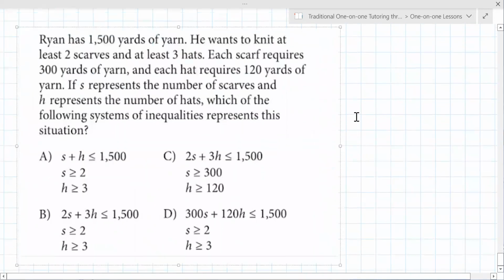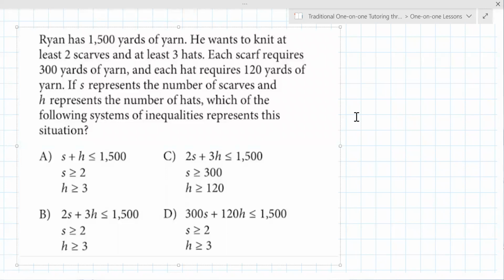All right, Ryan has 1,500 yards of yarn. He wants to knit at least 2 scarves and at least 3 hats. Each scarf requires 300 yards of yarn and each hat requires 120 yards of yarn. If S represents the number of scarves and H represents the number of hats, which of the following systems of inequalities represents the situation?